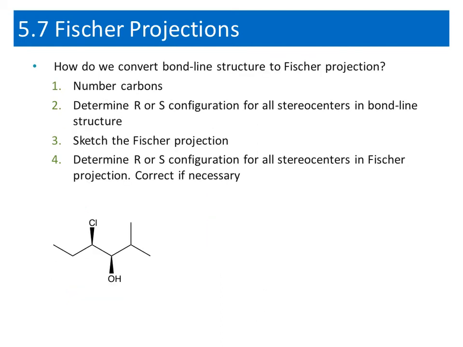Now, how can we convert a bond line structure to a Fischer projection? So the first step again is to number all the carbons. So I'm going to start numbering my carbons.